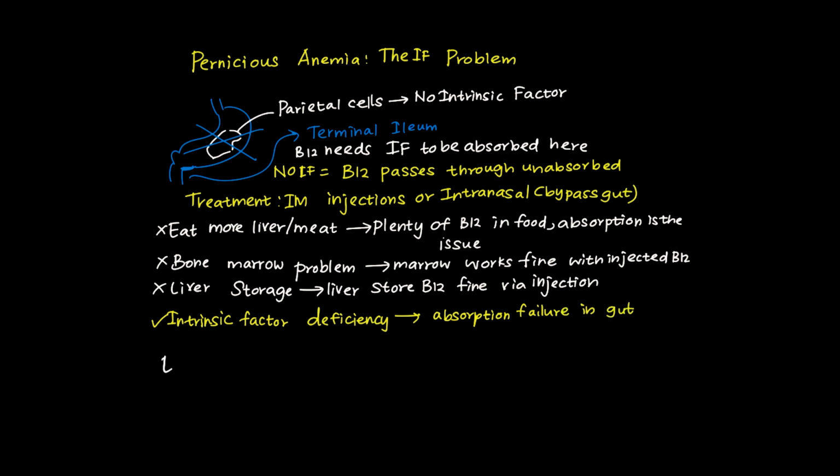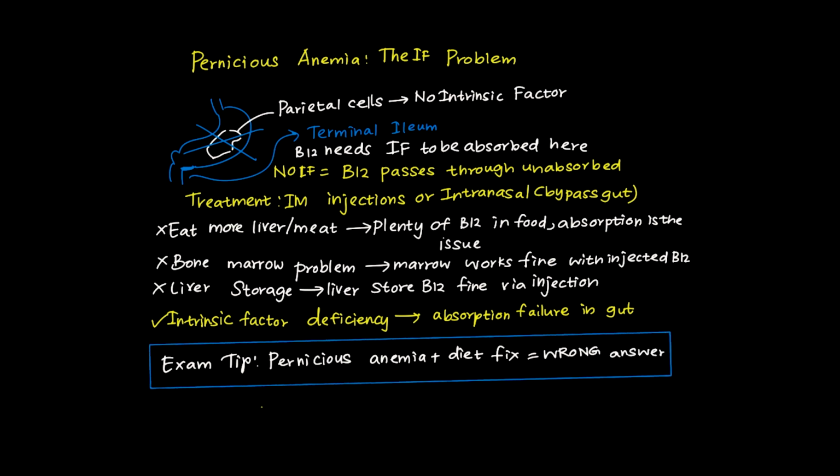Here's a WGU D454 OA exam tip for you. Pernicious anemia equals intrinsic factor deficiency. If a question pairs pernicious anemia with dietary solutions, that's the wrong answer. Recall hook: no IF, no absorption. Intrinsic factor is the gatekeeper.